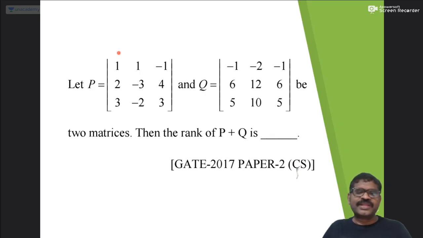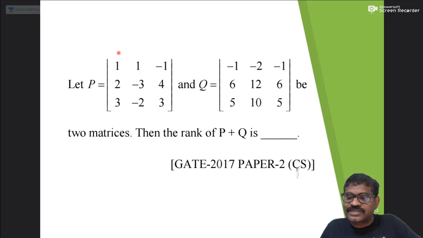Observe here. Matrix P is provided, matrix Q is provided. P and Q are two matrices. Then what is the rank of P plus Q? In matrix P: 1, 1, minus 1; 2, minus 3, 4; 3, minus 2, 3. One point I have to clarify. The problem is designed based on one concept, just to trap you.